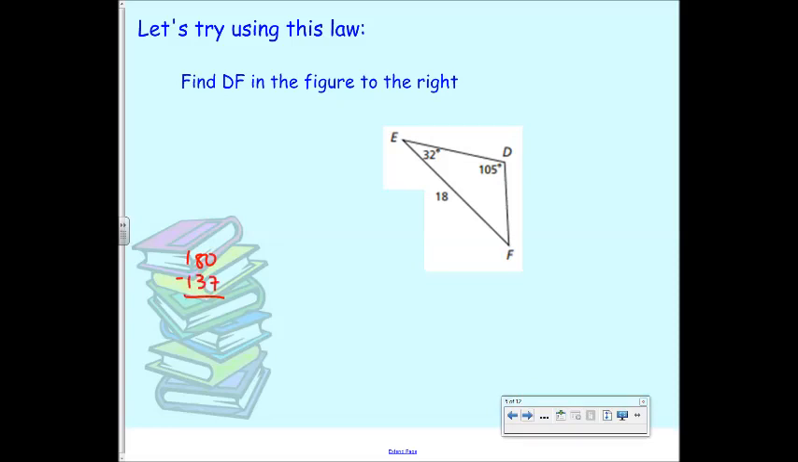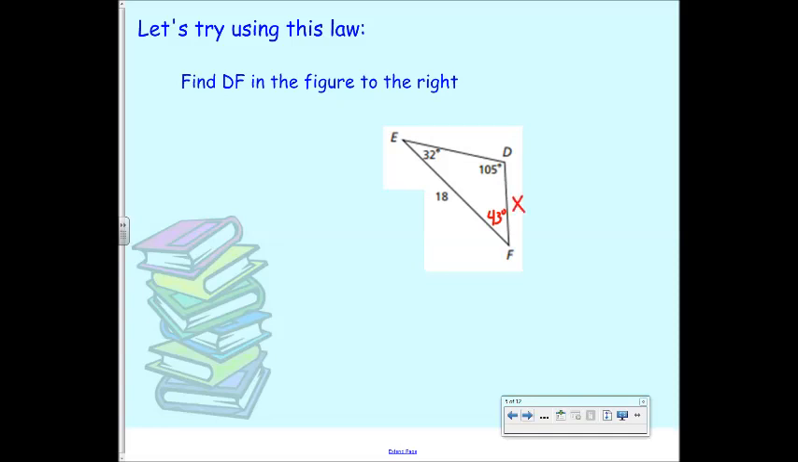So that one's 43. So we have all 3 angles, and we're trying to figure out what? We're trying to figure out side DF. So I want to know DF, so I'm going to mark that X.